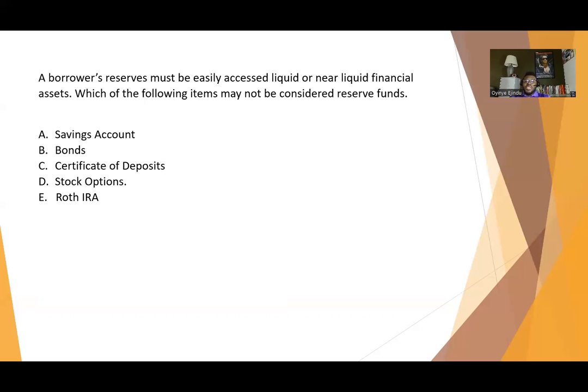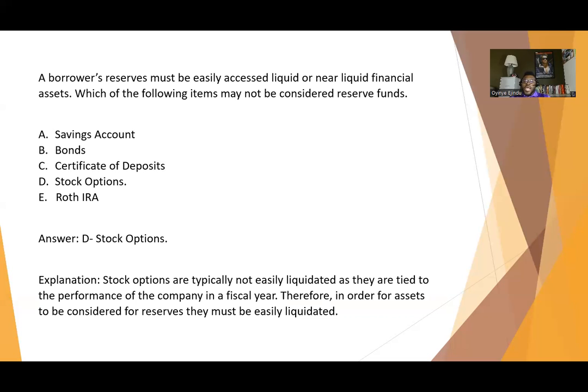The answer to this will be D, stock options. The reason why is stock options are typically not easily liquidated, because they're tied to the performance of the company in the fiscal year. Therefore, in order for assets to be considered reserves, they must be easily liquidated. In this case, a savings account, you can always pull out the money whenever you want. A bond, you can sell the bond at any time and get your money. A certificate of deposit might have penalty fees, but it is also easily liquidated. And a Roth IRA also would have penalties. It depends on what age you are, but it is also easily liquidated.